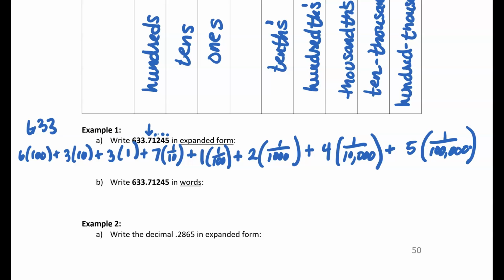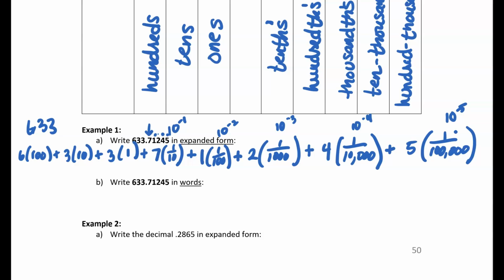Now you could also, in expanded form, write these as 10 to a certain power, so that would certainly be faster. If you wanted to, you could do 10 to the negative 1 here, 10 to the negative 2, 10 to the negative 3, 10 to the negative 4, 10 to the negative 5. That would be totally okay. So it's either or, whatever you prefer.